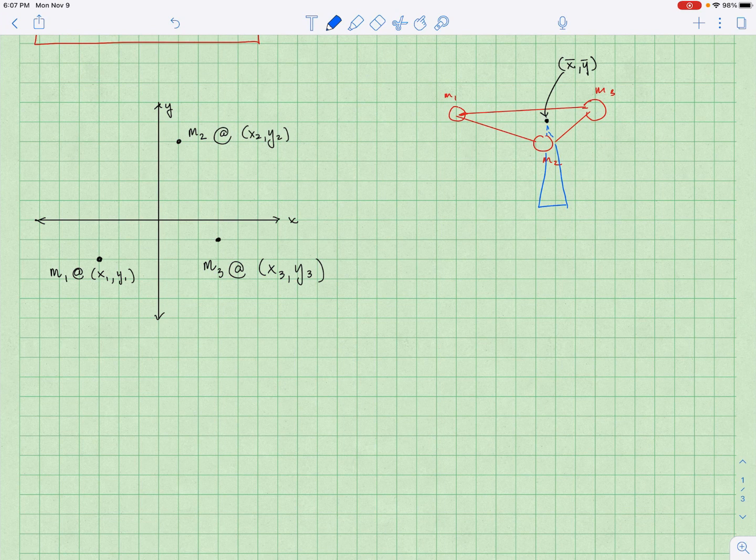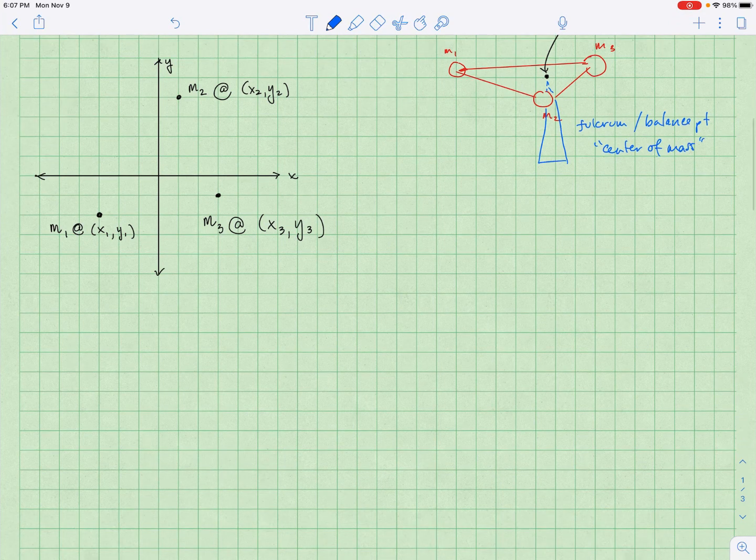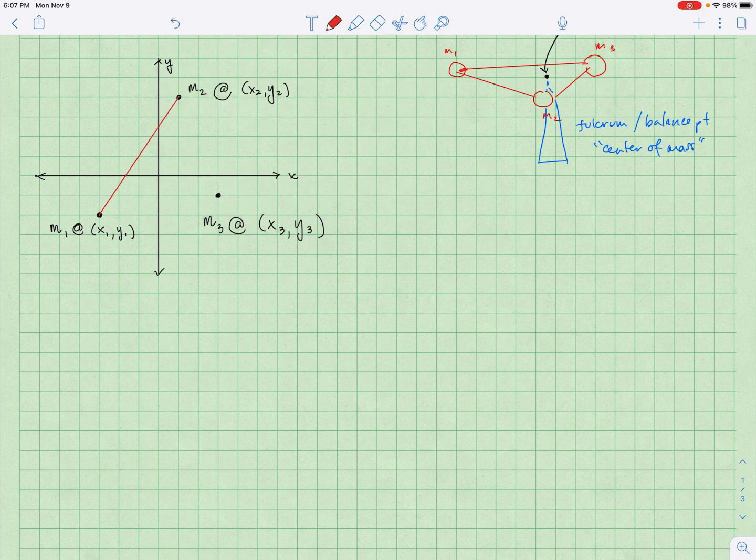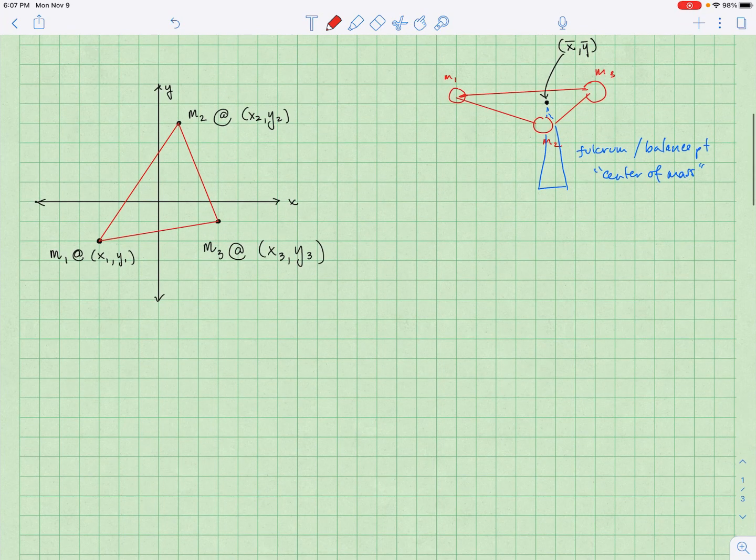So this is the fulcrum or balance point, or in our case, the center of mass. That's what we want to try to find here. So let's see if I just connect these dots. I would expect it to be somewhere on the interior here. And let's go ahead and talk about how to calculate this directly.